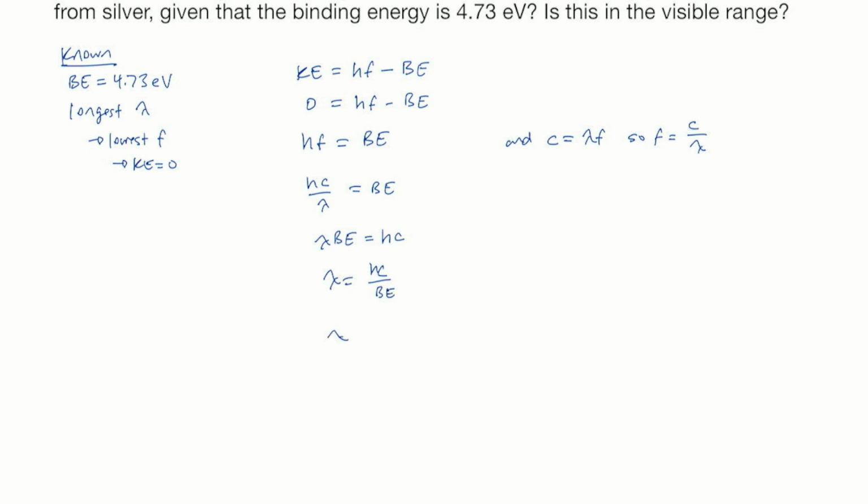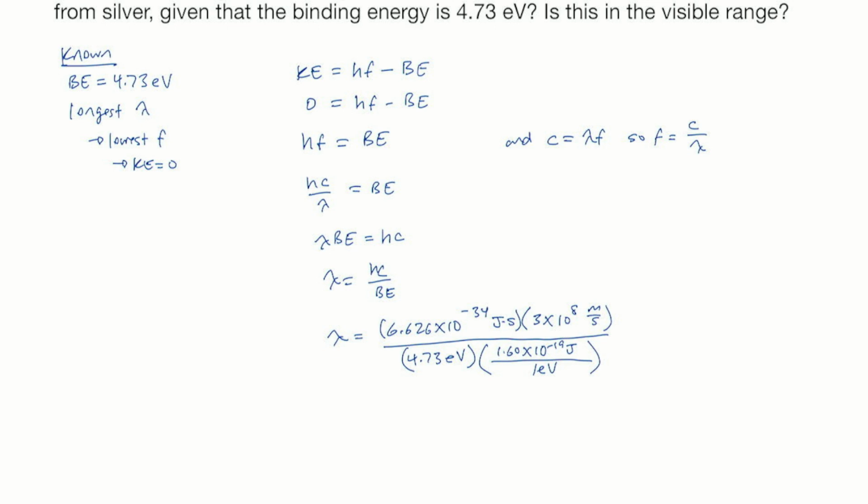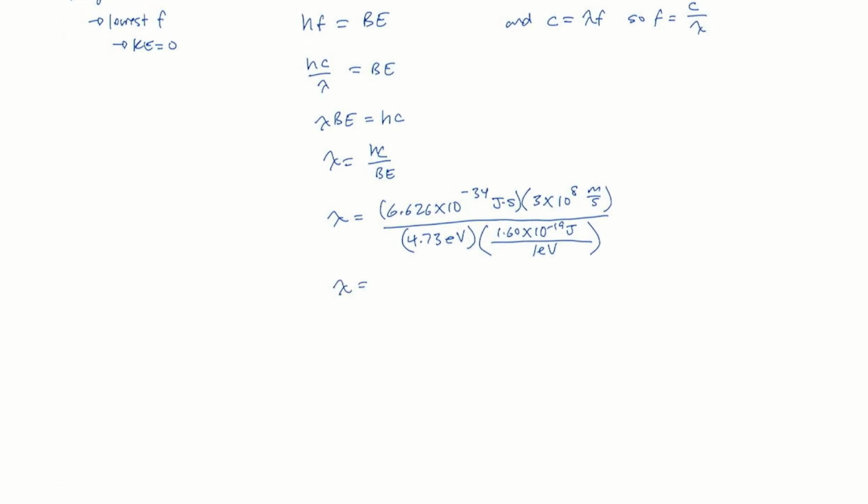So making the substitutions, Planck's constant h is 6.626 times 10 to the minus 34 joules times seconds. Speed of light c is 3 times 10 to the 8 meters per second. We're dividing by the binding energy, which is 4.73 electron volts. We need to convert this to joules. There are 1.60 times 10 to the minus 19 joules for every electron volt. I did this calculation and I found a wavelength of 2.63 times 10 to the minus 7 meters.